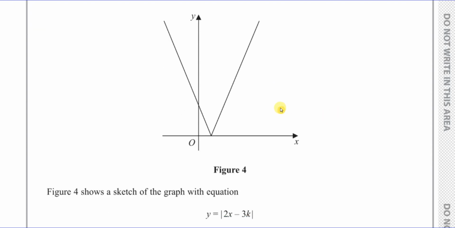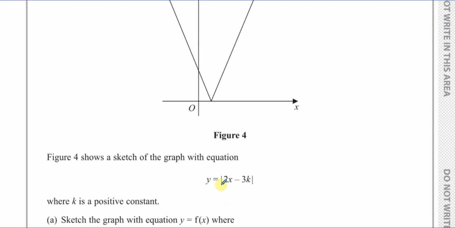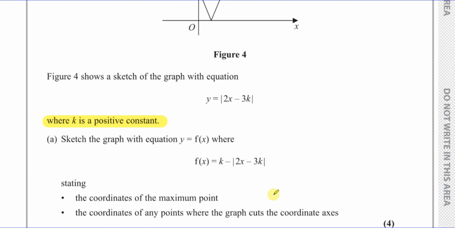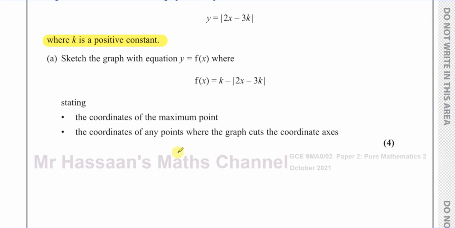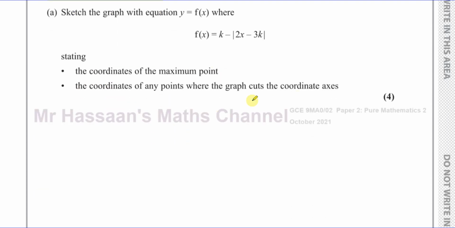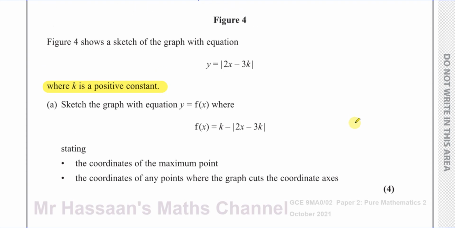So this is a question about the modulus function. It tells us about this figure 4, which shows a sketch of the graph with the equation y equals the modulus of 2x minus 3k, all of this inside the modulus sign, where k is a positive constant. So that's an important point to note. Sketch the graph with the equation y equals f of x, where f of x is equal to k minus the modulus of 2x minus 3k, stating the coordinates of the maximum point and the coordinates of any points where the graph cuts the coordinate axes.